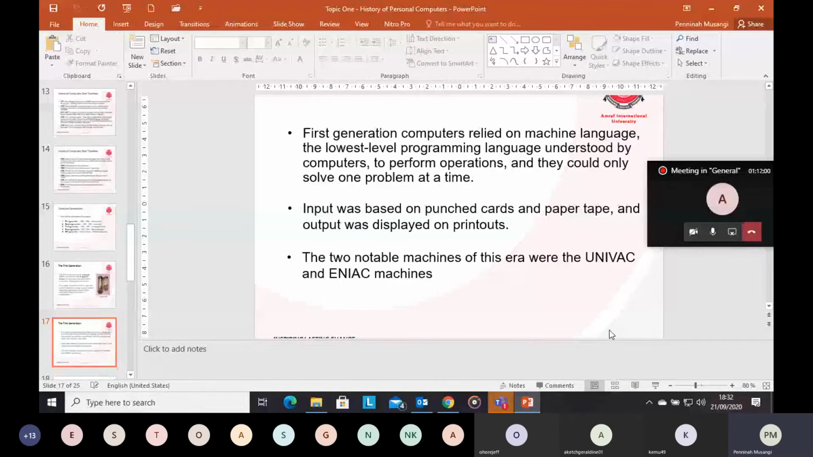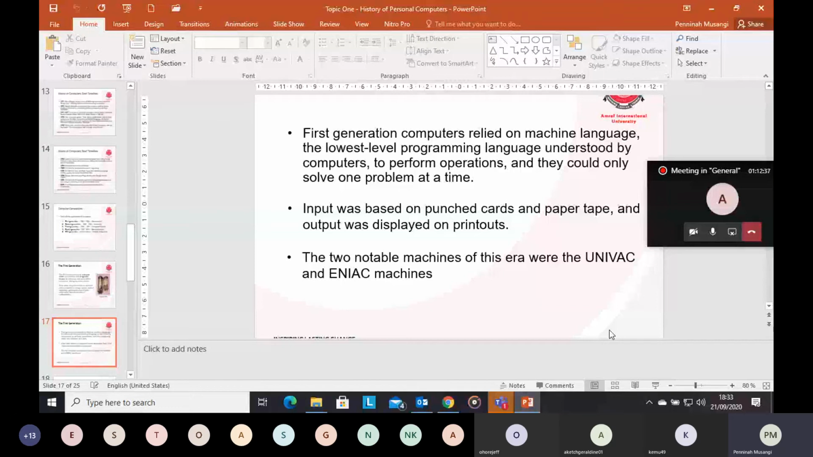Input into the computer was based on punched cards and paper tape. This one I explained. Input is transferring what the human being wants the computer to do. What instruction you want the computer to do, that is what we say is input. You want to input the instruction to the computer. So for you to input the instructions, there was the use of punched cards and paper tapes.